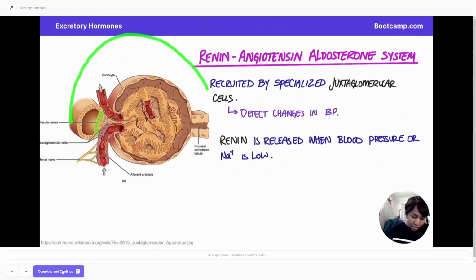Now, if we consider what a glomerulus looks like, at the very beginning of a nephron, we can see the juxtaglomerular cells here. And juxtaglomerular cells are simply just going to be cells that are next to the glomerulus. That's what the prefix juxta means. And what these cells do is that they produce renin in response to changes in blood pressure, particularly when blood pressure or blood volume is low.